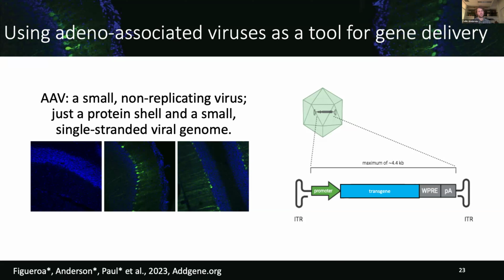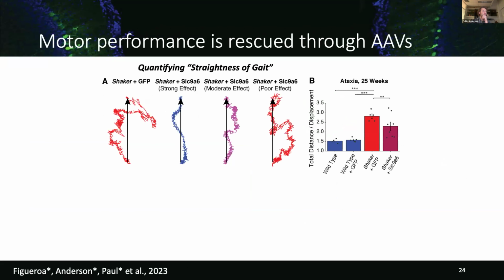So at that point, we decided to replace the transgene with the SLC9A6, the rat copy, with a fused GFP tag at the end of it. And we were doing this all using the PHP.eB capsid that had been engineered at Caltech a year or two prior. When we put this in, what we found was that first and foremost, very excitingly, the motor performance was rescued through use of this AAV.